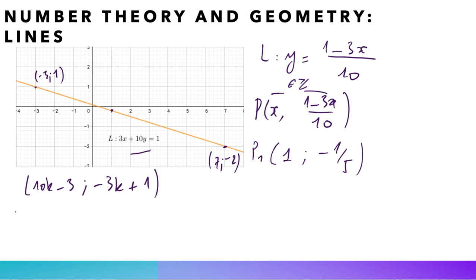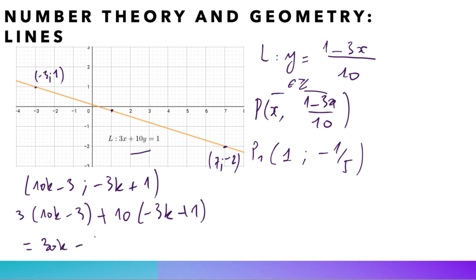We have here 3 times (10k - 3) plus 10 times (-3k + 1) equals 30k - 9 - 30k + 10, which is actually 1. This means that all points of this form are integral and lie on L, but in order to prove that every integral point on L is of this form, we will need the theory of divisibility of integers that we will encounter in future lectures.